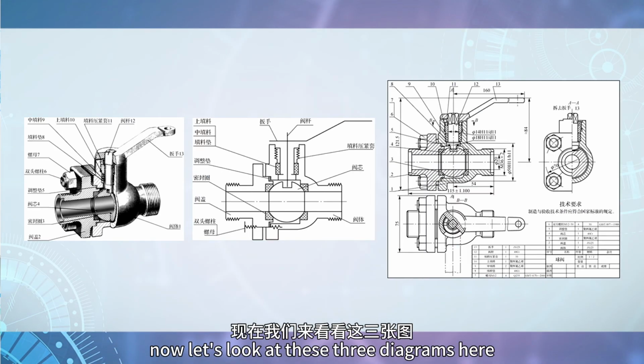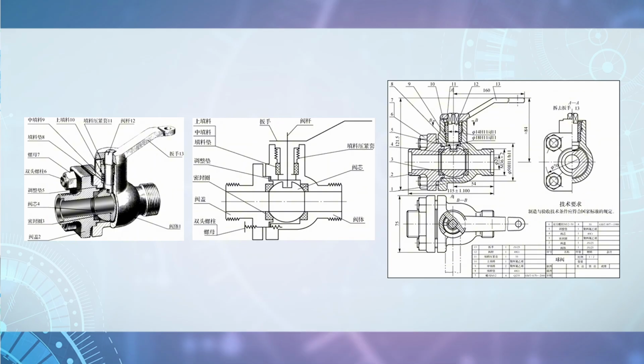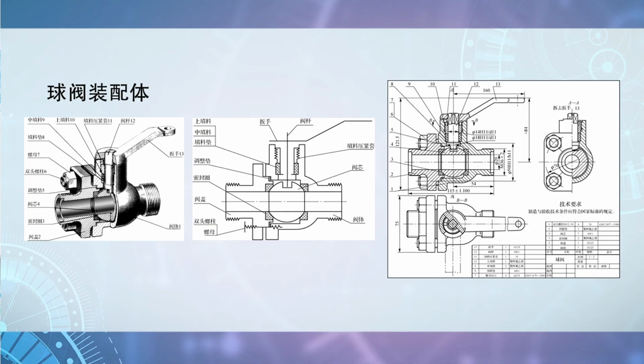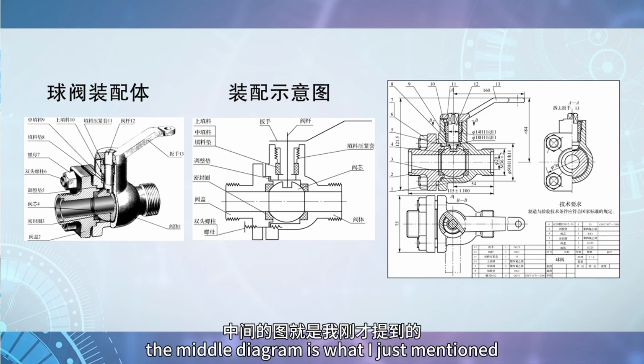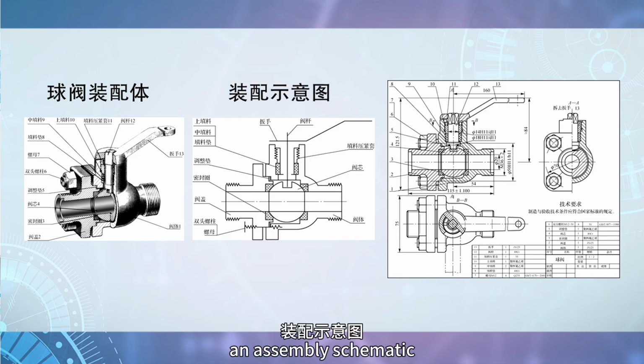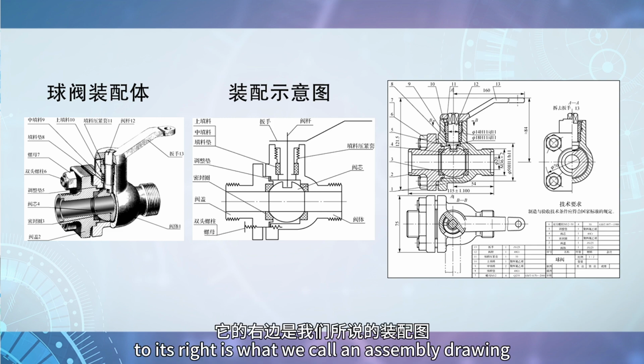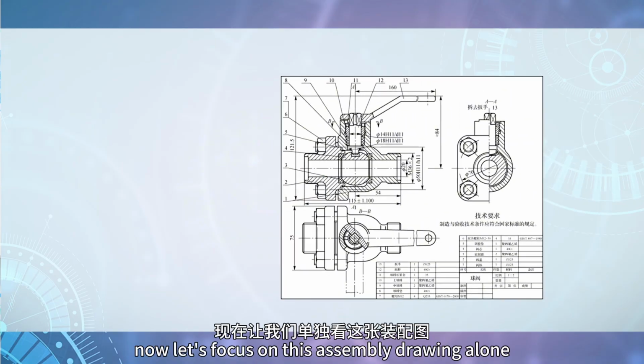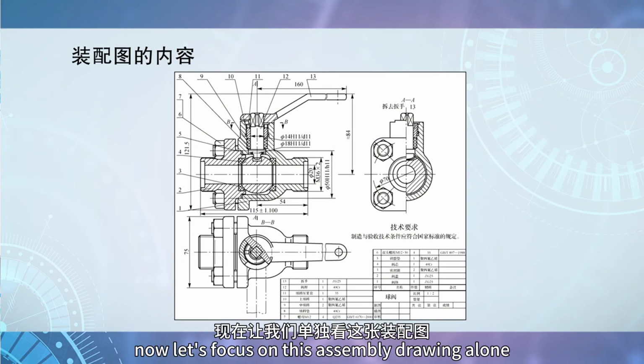Now, let's look at these three diagrams here. The one on the far left is an assembly of a ball valve. The middle diagram is what I just mentioned, an assembly schematic. To its right is what we call an assembly drawing. These three diagrams are closely related. Now, let's focus on this assembly drawing alone.